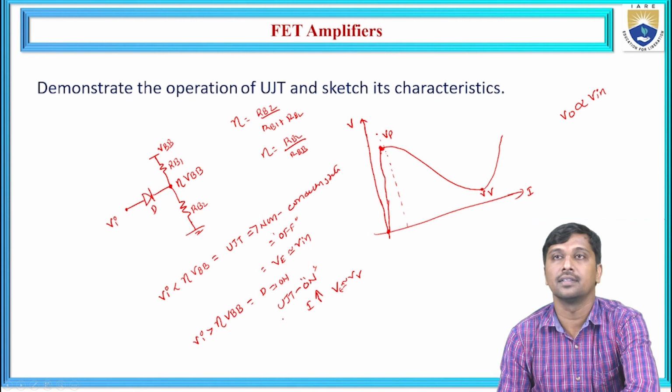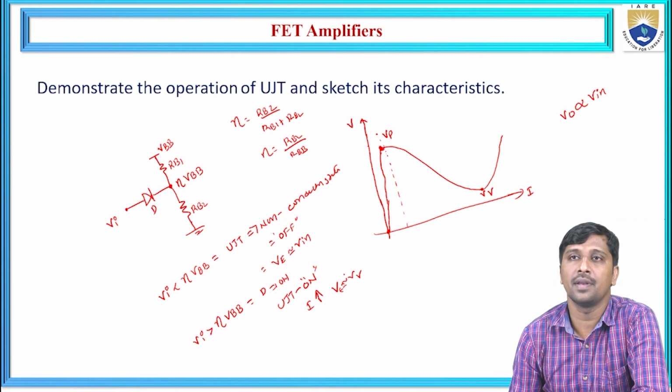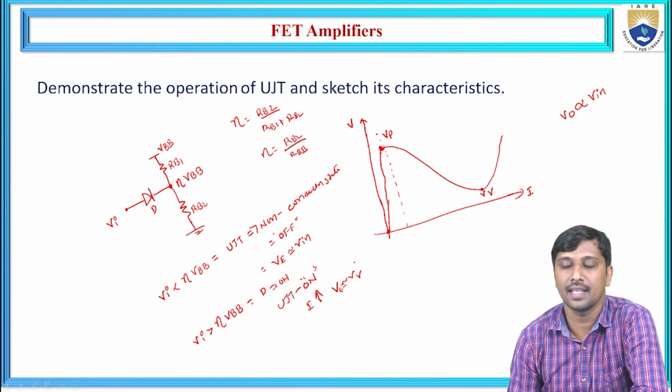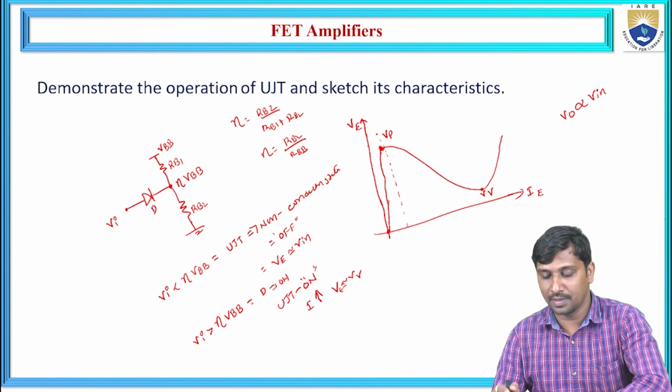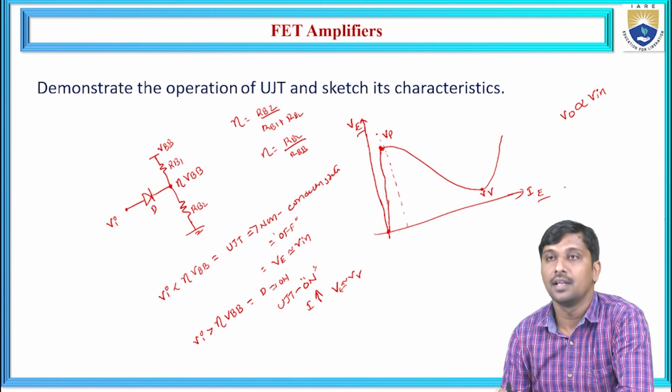So this is the characteristics, or emitter characteristics, of the unijunction transistor. Hence it is represented as VE and IE.